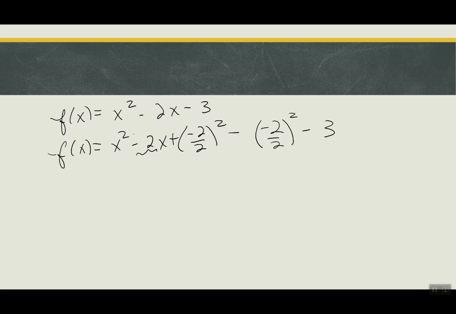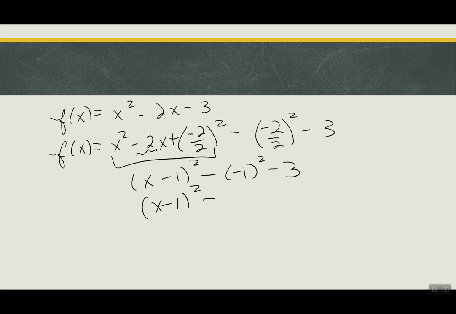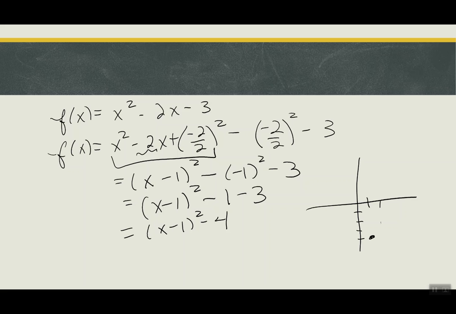I still have this minus 3. That's fine. Okay, all of this piece becomes x. Negative 2 over 2 is minus 1, and I square it. Then I have minus negative 2 over 2. I'll show it to you the long way. That's negative 1 squared minus 3. So this is x minus 1 squared. This is minus negative 1 squared is 1, minus 3. I have x minus 1 squared minus 4. So this one goes over 1, down 4, 1 to the right, 1 to the left. There's my graph. Let's try one more, to make sure that we really understand what's going on.